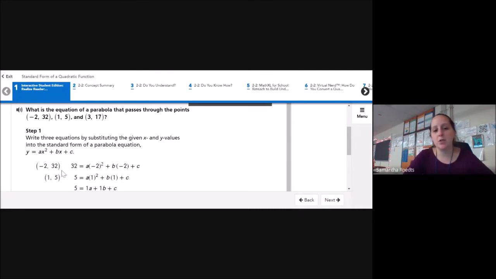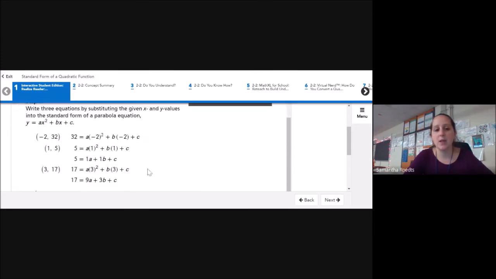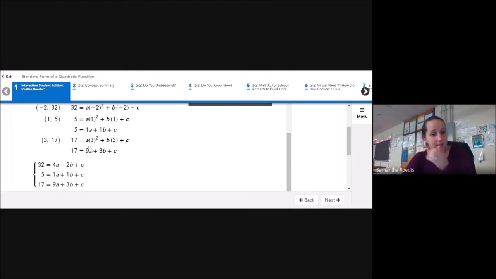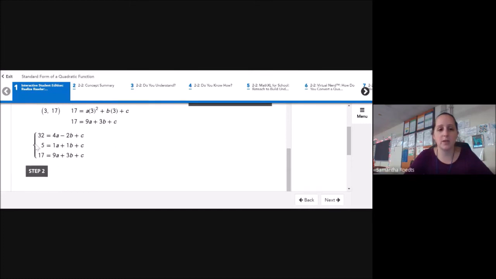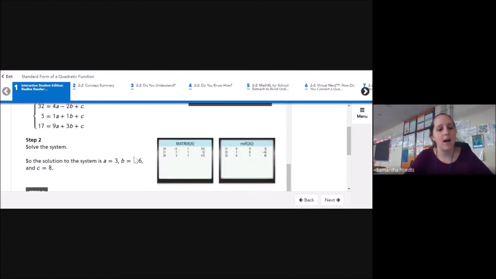So for (-2, 32), I get 32 equals a times negative 2 squared plus b times negative 2 plus c. For (1, 5), I get 5 equals 1a plus 1b plus c. For (3, 17), I get 17 equals 9a plus 3b plus c. Okay, so here is my set of equations. I can set up a matrix just like we did in Unit 1 and find the row reduced echelon form.